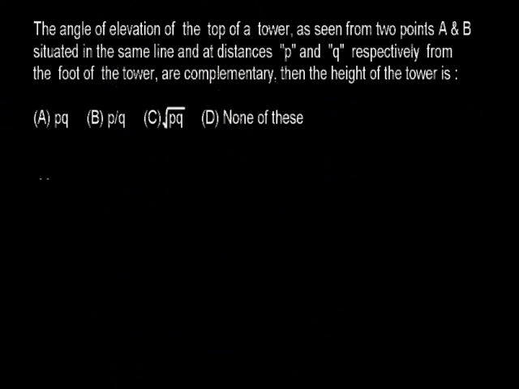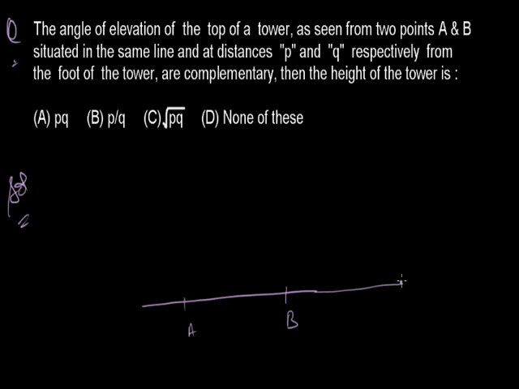Let's solve another problem. The angle of elevation of the top of a tower as seen from the two points A and B, situated in the same line at distances P and Q respectively from the foot of the tower, are complementary, and the height of the tower is? This is the question. Let me try to solve this problem. Let the two points which are situated on the same line be A and B. Say this is A and B, points A and B on the same line. Let's say the distances from a certain point are P and Q respectively.